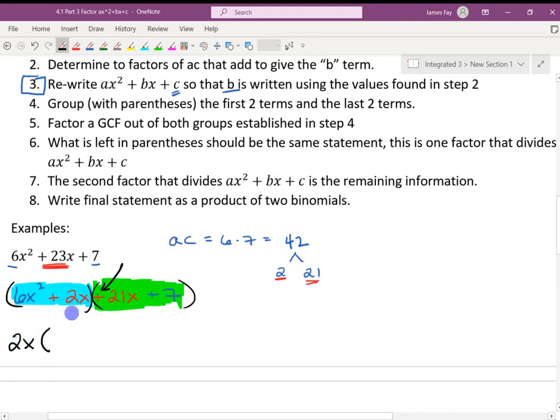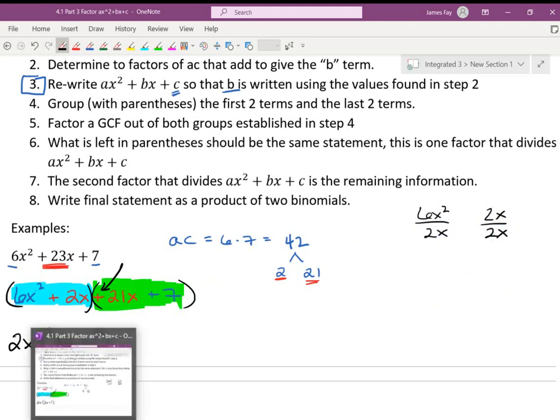Okay? So now, what is 6x squared divided by 2x? What's 6 divided by 2? 3. And then x squared divided by x gives me x. So that gives me 3x. Good. Okay? What is 2x divided by 2x? 1.